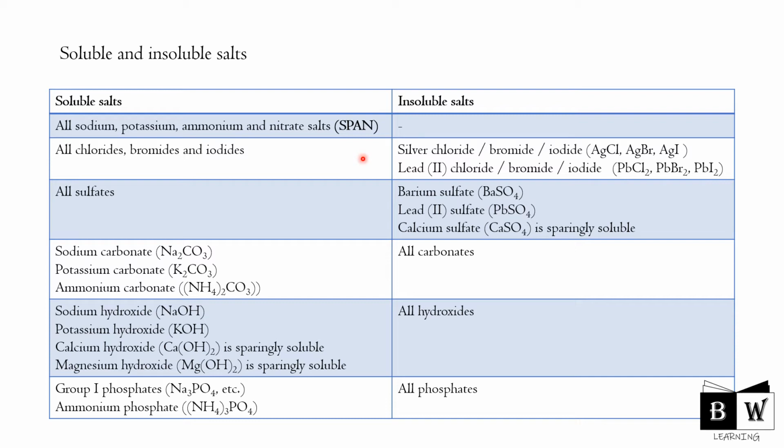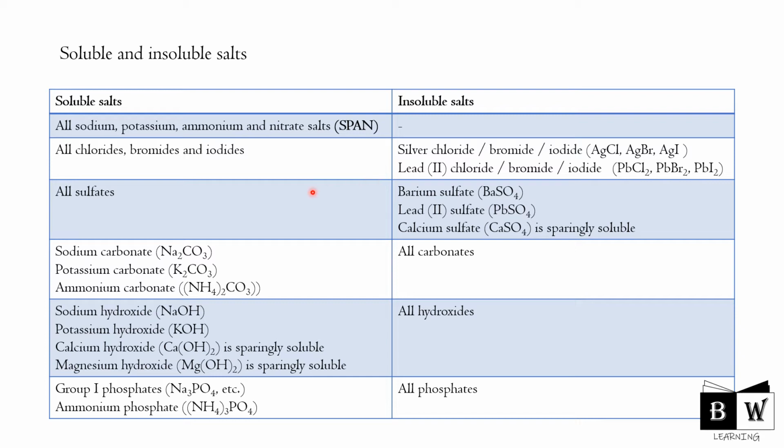In the next row, we have all chlorides, bromides, and iodide salts being soluble. Here, we have a few exceptions, and they would be silver chloride, which is a white precipitate, silver bromide, which is a cream precipitate, and silver iodide, which is a yellow precipitate. We also have lead-2 chloride, lead-2 bromide, and lead-2 iodide, being the insoluble salts.